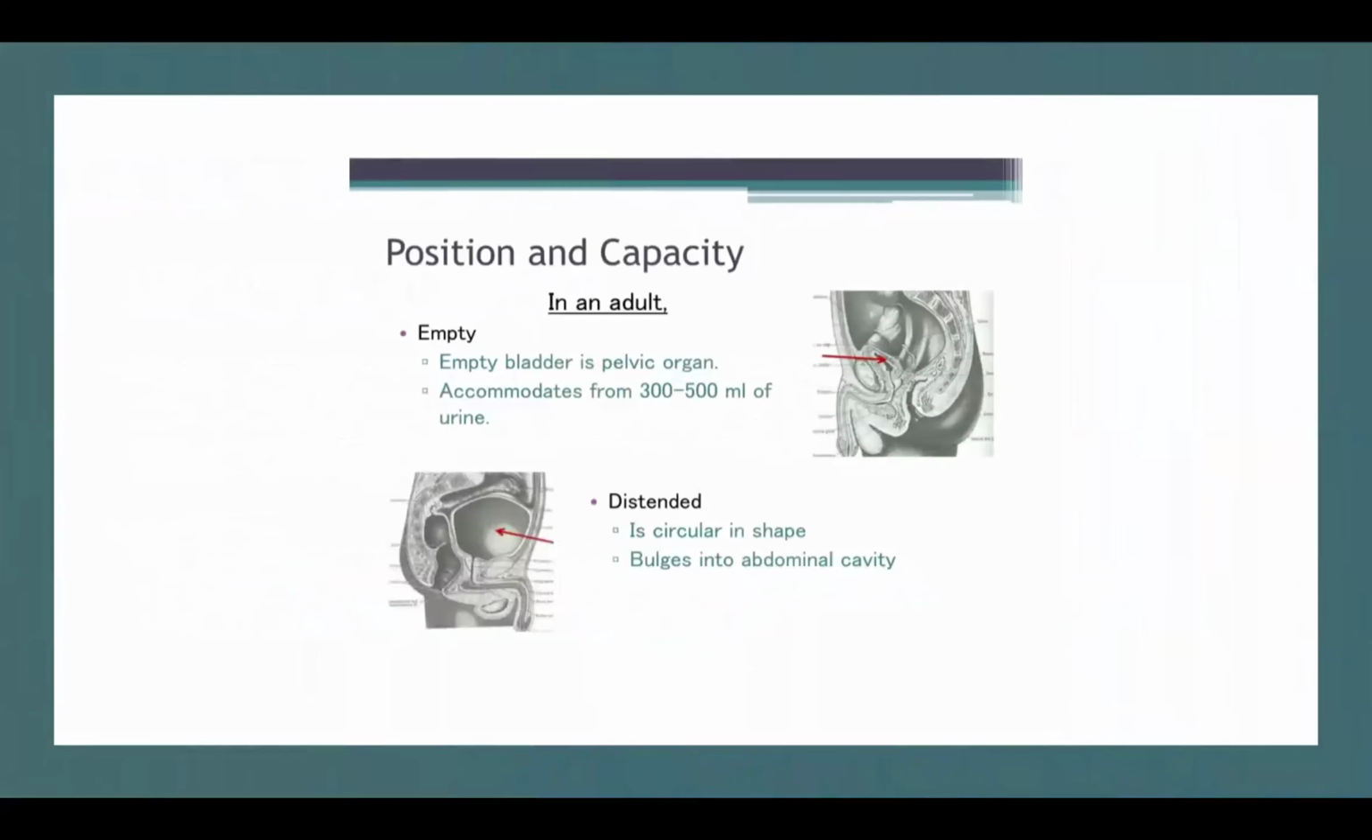Position and capacity. In adult, empty bladder is pelvic organ. It accommodates about 300 to 500 ml of urine. Distended bladder is in circular shape, bulges into abdominal cavity.